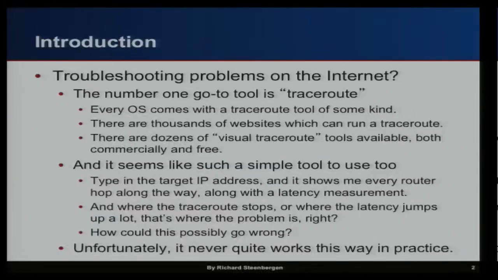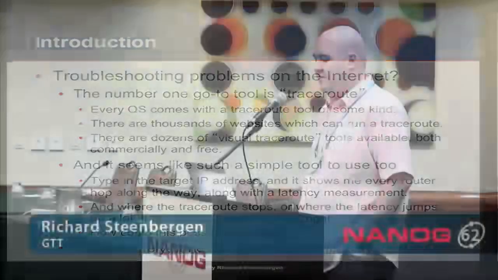So, I think most people kind of know what Traceroute is. It's the number one go-to tool for doing all kinds of diagnostics. Every OS out there comes with some form of Traceroute tool. There's thousands of websites out there where you can do Traceroute. There's looking glasses, there's visual Traceroutes, there's things that will try to make pretty little maps out of it. There's commercial versions, there's free versions. It seems like it would be a simple tool to use. You put in an IP address and you see a path, and somehow that helps you with your diagnostics.